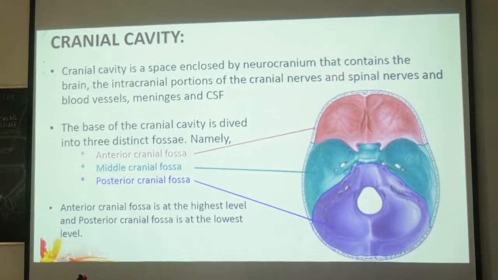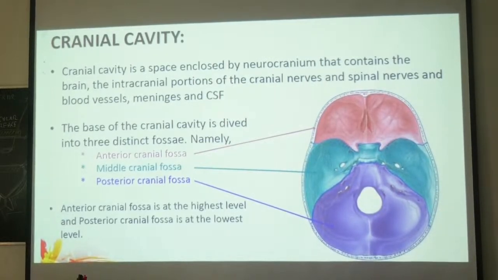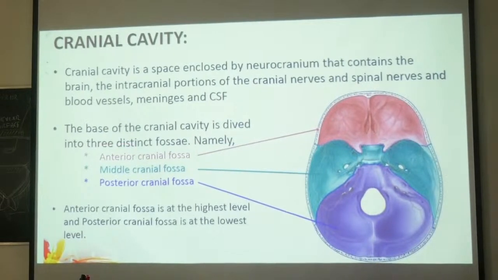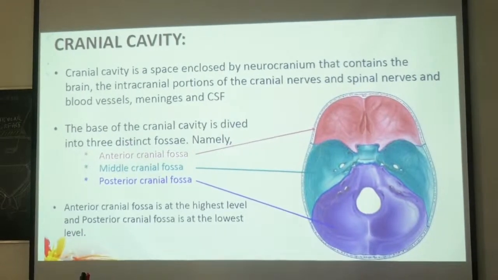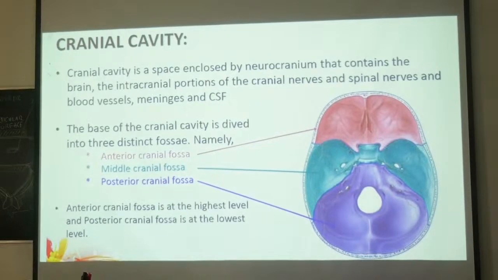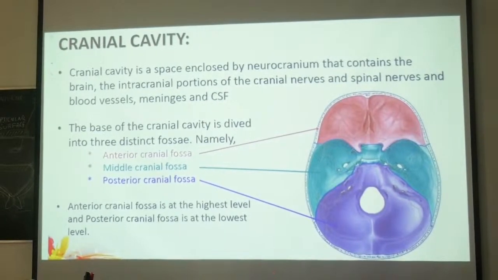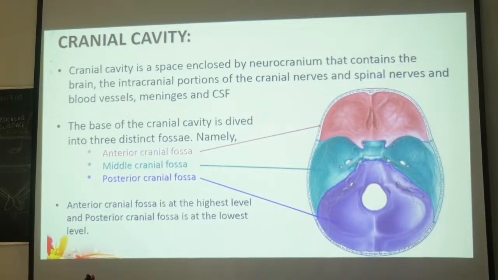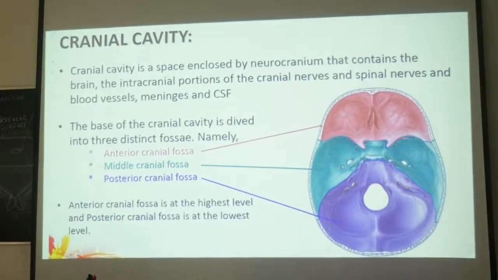The cranial cavity is a space enclosed by the neurocranium that contains the brain, the intracranial portions of the cranial nerves and spinal nerves, blood vessels, meninges and CSF. The base of the cranial cavity is divided into three distinct fossae, namely the anterior cranial fossa, middle cranial fossa and posterior cranial fossa. Three different color codes have been used. This pink one is the anterior cranial fossa, this bluish one is the middle cranial fossa, and the violet one is the posterior cranial fossa.